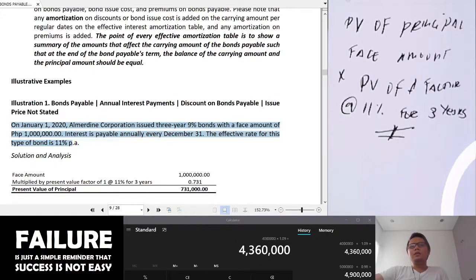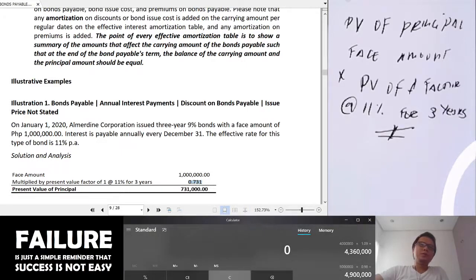So, as we saw in our solution and analysis, the present value factor of 1 at 11% for 3 years is 0.731. So, how did we get it? We'll use our ordinary calculator. Again, 11%, so that would be 1.11. That's our first step. Division sign twice, since it is 3 years. So, 3 presses of your equal sign, representing the end periods of 3.